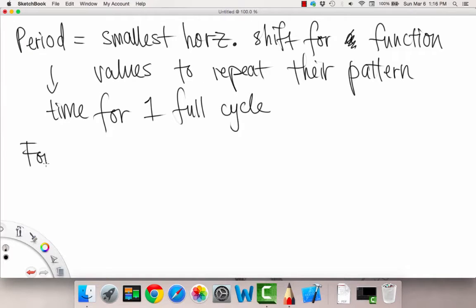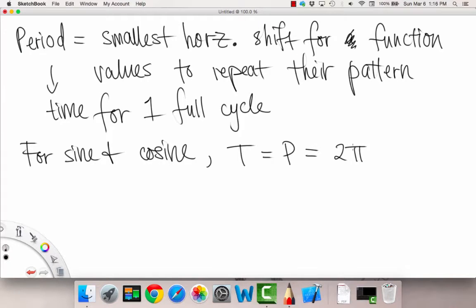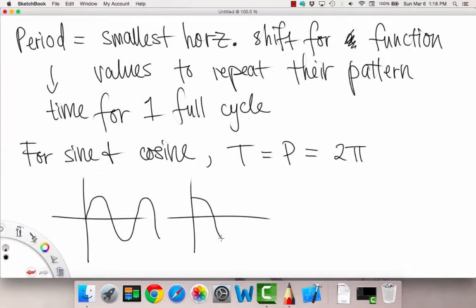So for sine and cosine, specifically, as we've seen on the past couple slides, the period, which sometimes is represented by capital T, sometimes capital P, either one, they both mean period. For sine and cosine, the period is going to be 2 pi. Also, let's draw our sine and cosine graphs again. So let's say we had something like this for sine, and then cosine just started up and went like that. So this is sine, and this is cosine.